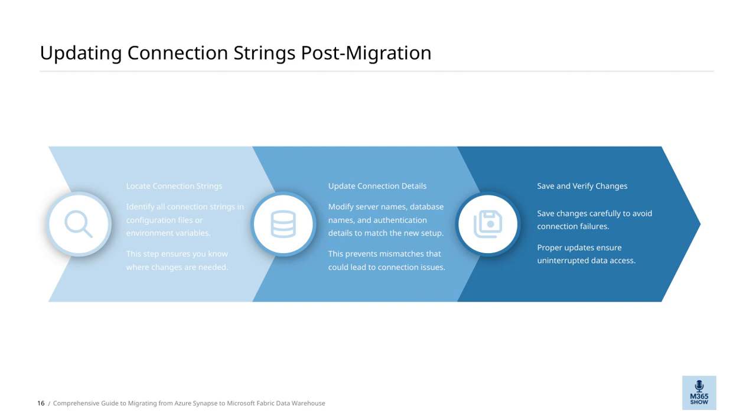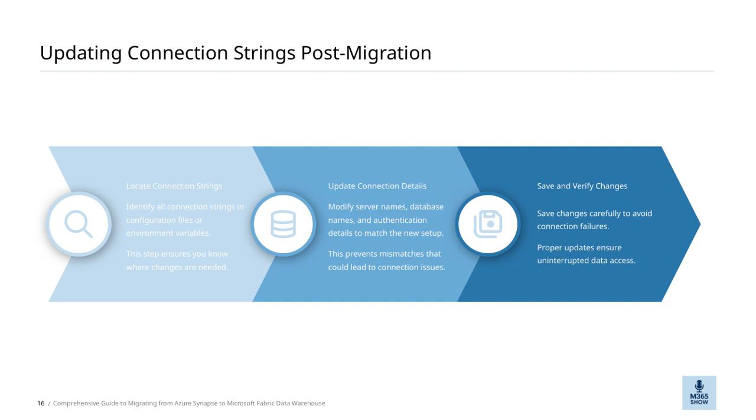Next, you want to identify all the connection strings used in your configuration files or environment variables. Knowing exactly where these are located makes it easier to update them all consistently. Remember, thoroughness here is key. Missing even a single connection string can lead to access problems. By paying close attention to these details, you'll ensure a seamless transition to the new environment, keeping your data flowing smoothly without any hiccups.